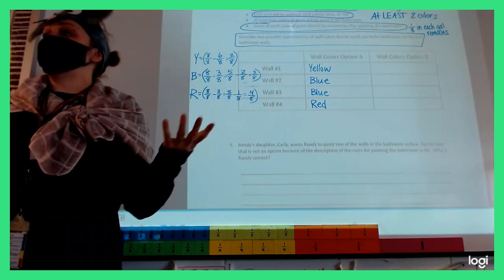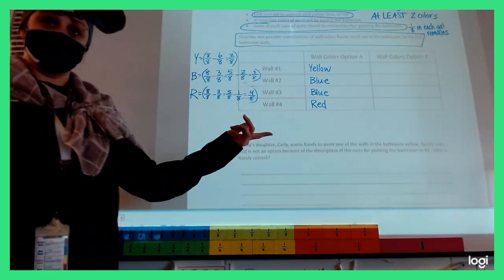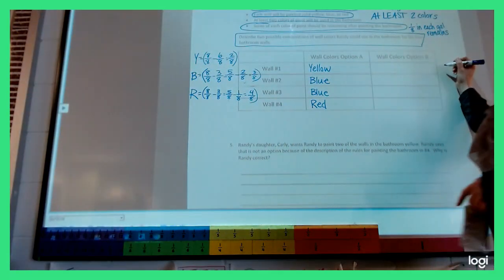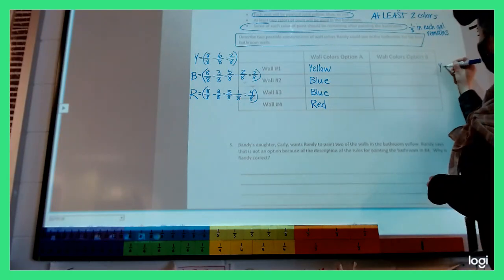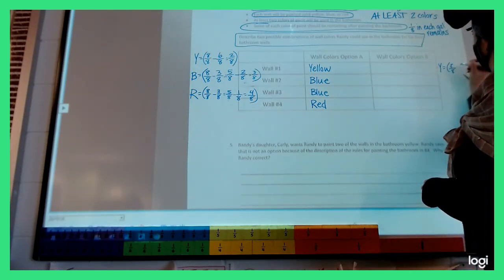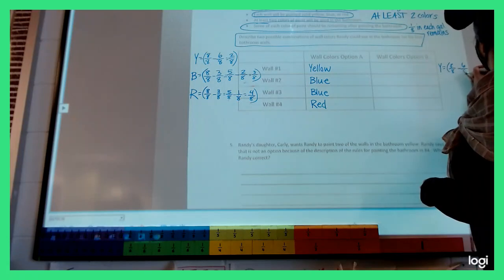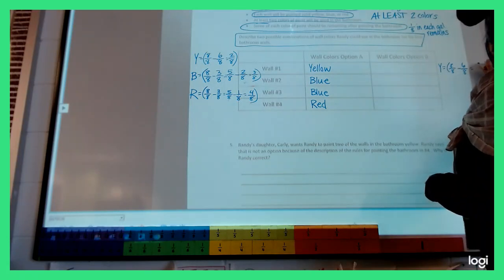All right, so that was just kind of a guess and check. Now we're going to do it again. Same numbers, so I'm going to rewrite my paint again. My yellow, I've got 8/8. We only used 6/8 on the other side, so I've got... But you used 7/8.